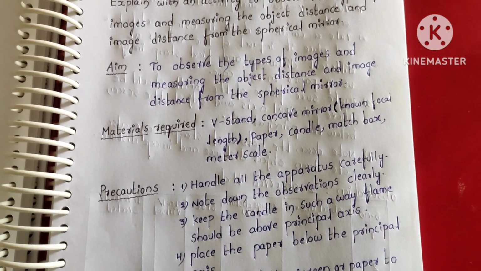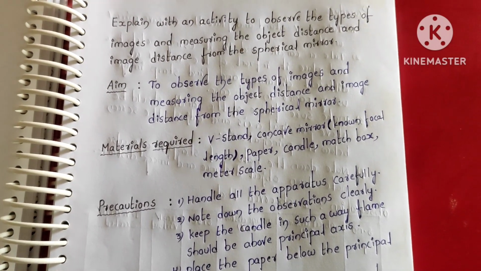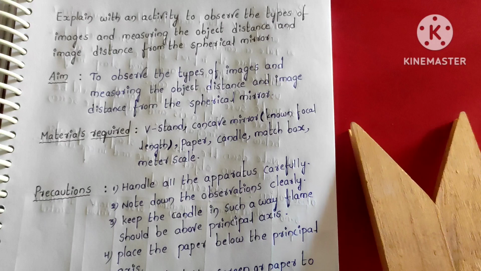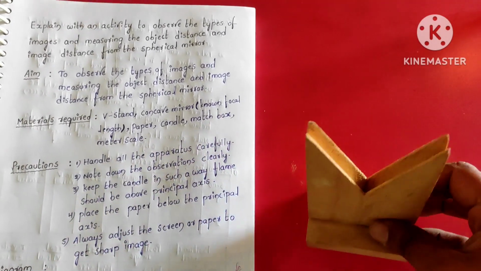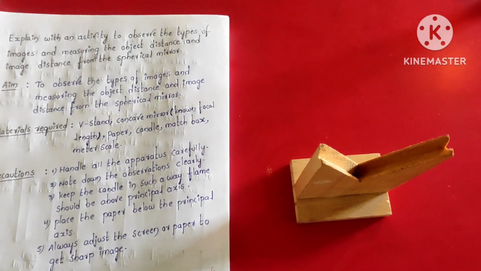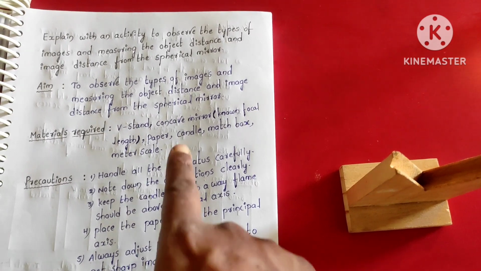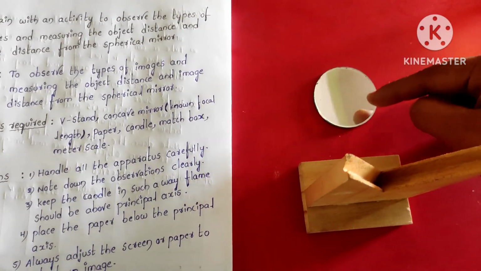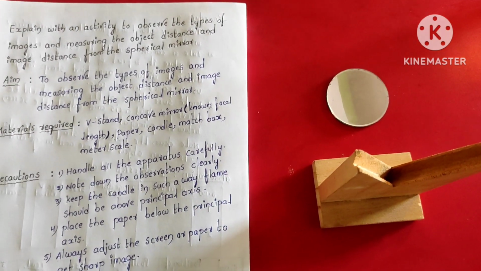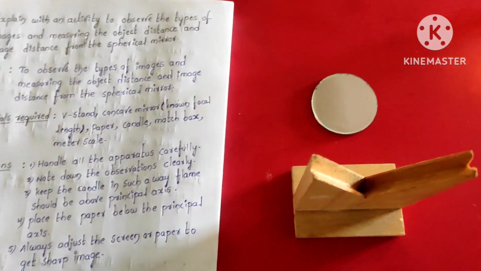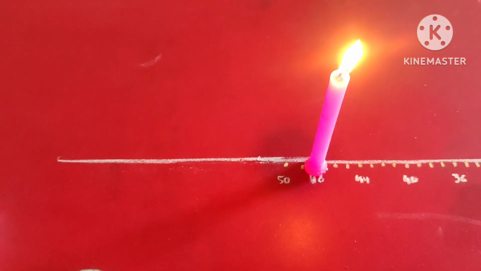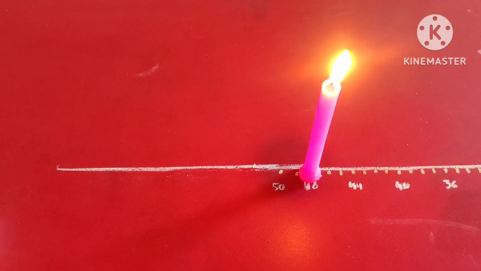For this activity we want materials. A V stand. So I'm going to take a V stand. This is called V stand. Then we will take a concave mirror of known focal length. So we're going to take a concave mirror whose focal length is 10 centimeter, and we are going to take a candle. I already lit the candle with the matchbox.